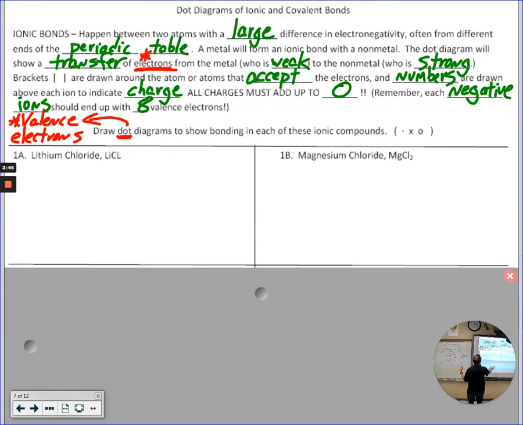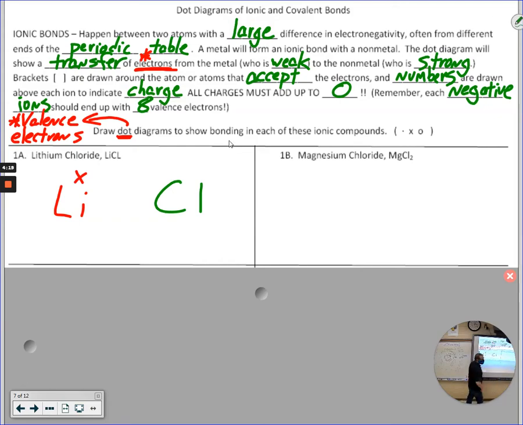We're going to start by taking a look at lithium chloride, example 1A. What I'm going to do is put an atom symbol for lithium, an atom symbol for chlorine, and I'm going to look at my periodic table and find lithium and figure out how many valence electrons it has. So you locate lithium, it's all the way over to the left side up toward the top. How many valence electrons does lithium carry? Just 1. So I'm going to draw 1 valence electron on lithium.